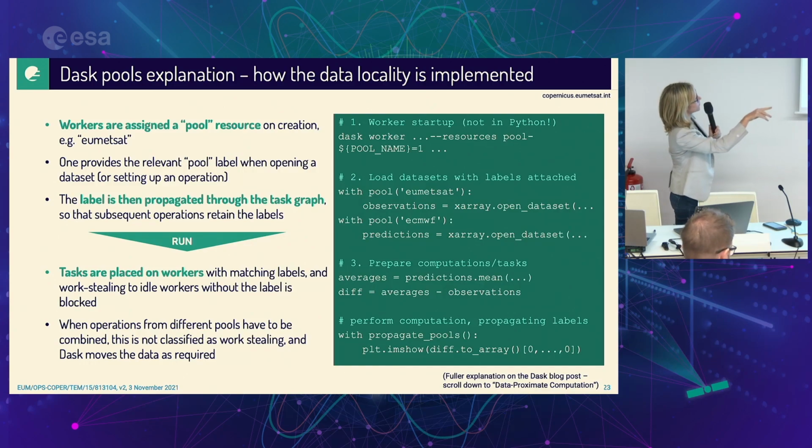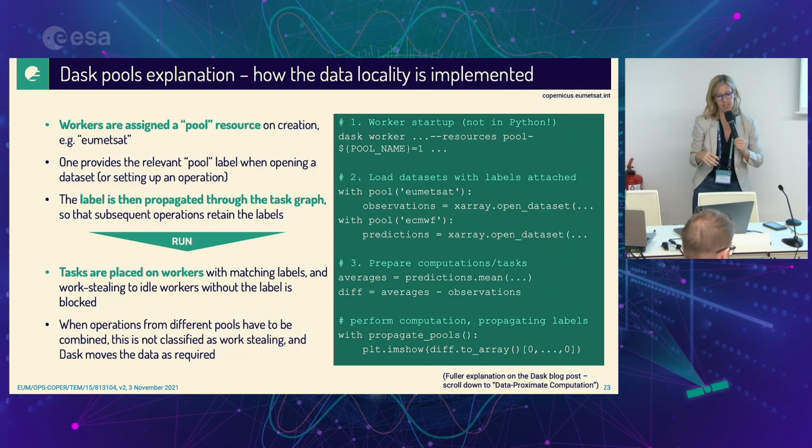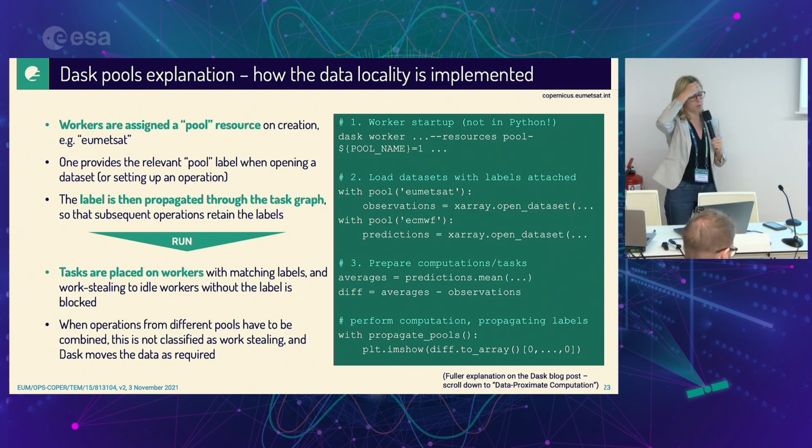On the left you see the principal code example here, and in all our notebooks we have the same examples of how we can set it up, so you will see this later. Basically, in the second step we define the pool from which we want to open this data set, and then we prepare our computation. So we say, okay, this function we want to run on the data, and then in the last step, with propagate pools, we actually execute and start the computation, and then the workers get active.